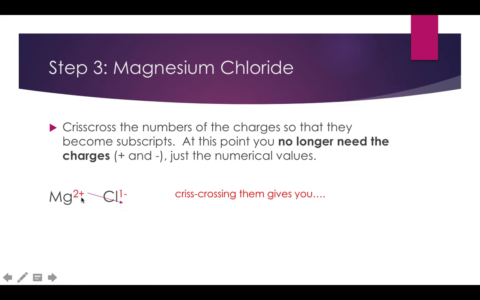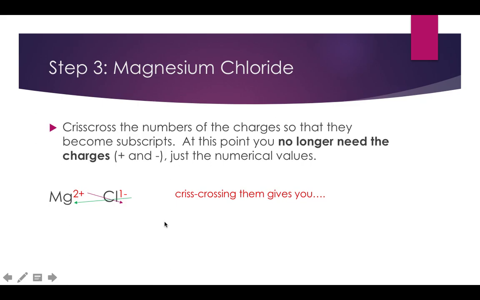So we wrote them up top. In chemistry, you'll never see anything written above. Everything's always written below. Because what happens is we crisscross this 2 down to the bottom of chlorine. And now we have to crisscross this 1 from the top of chlorine all the way down to the bottom of magnesium. So we crisscross that thing down.